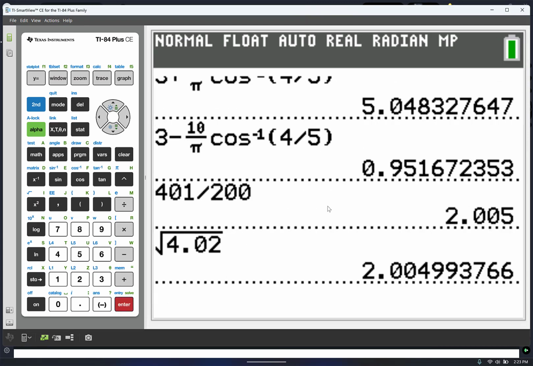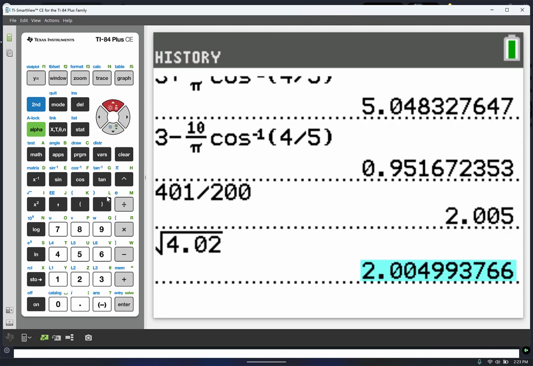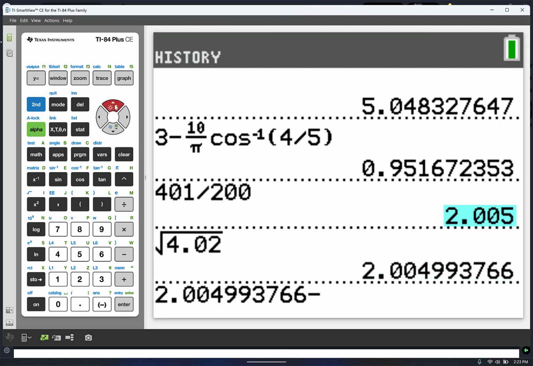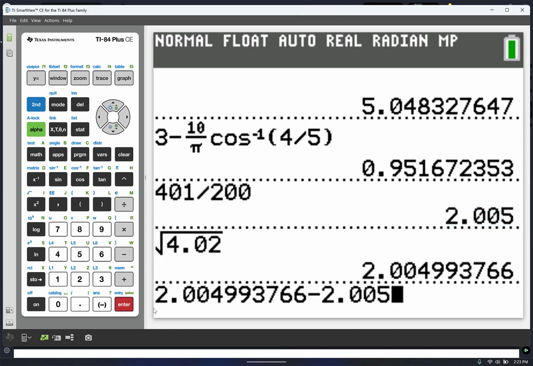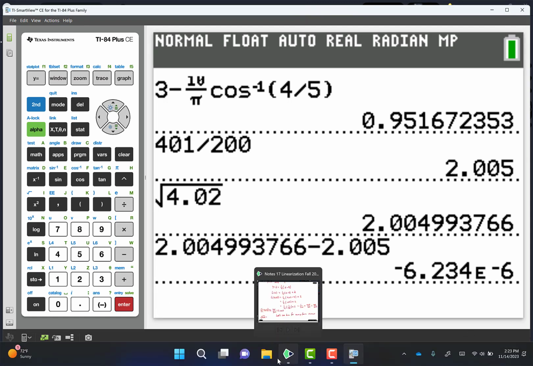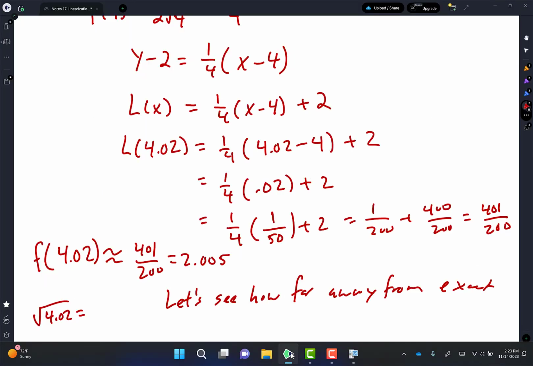Look at that, guys. If I take this number and subtract the 2.05, obviously it's going to be negative because the 2.05 is larger. Let me push enter. It is 0.00006234 away. That's negative 6.234 times 10 to the negative 6.